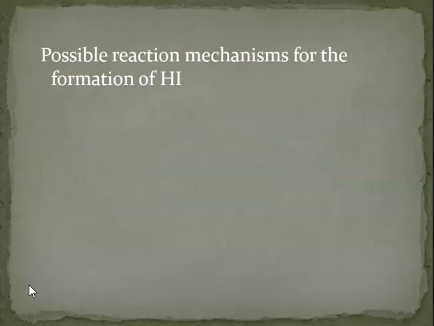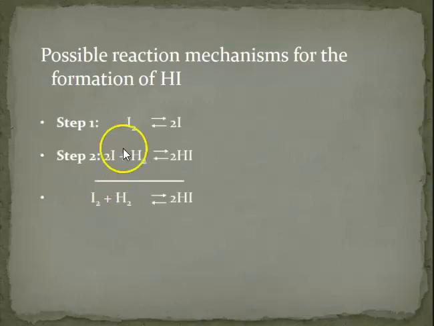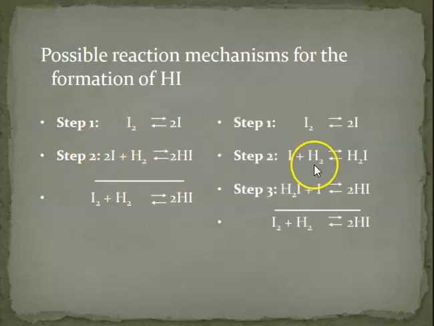So now let's look at some possible reaction mechanisms for the formation of hydrogen iodide. Let's say we can have iodine splitting up into 2 iodine atoms. Then those 2 iodine atoms react with hydrogen molecules. They make the 2HI. Cool, that's fine.